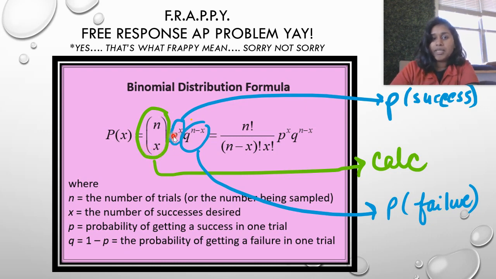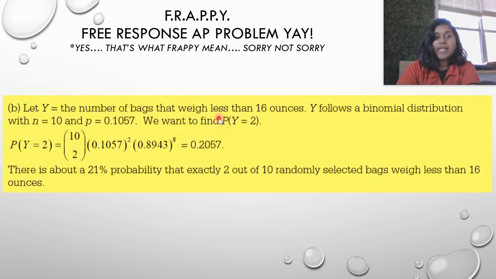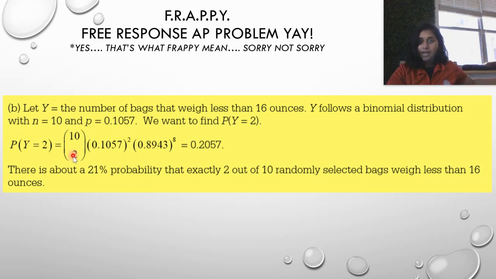This first probability is going to be your successes raised to the number of successes desired. This is going to be your probability of failures raised to the number of failures desired. So let's see what that looks like. In our question, our binomial right here is going to be the total number that I want, 10, and the total number of successes I want, 2. So there's the total number of bags I selected, 10, and 2 of them I want to be at a weight of less than 16 ounces.